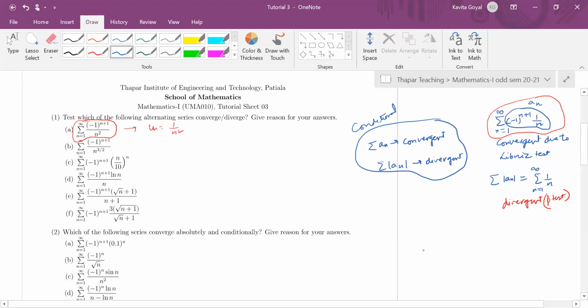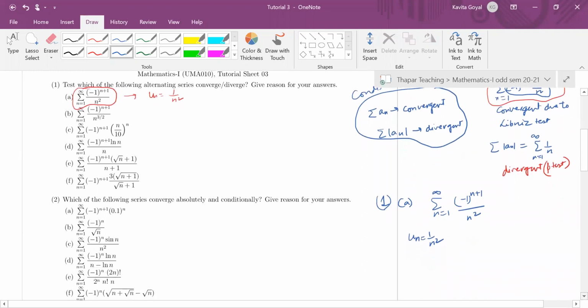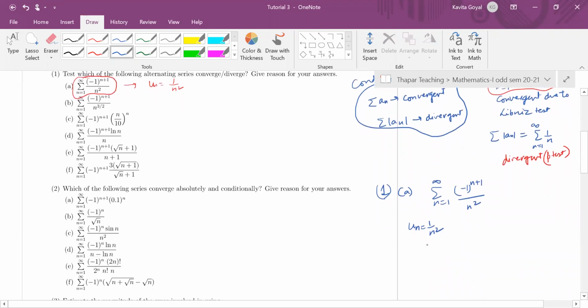Let me do this first question, A part. N from 1 to infinity, minus 1 raised to power n plus 1 upon n square. So your un here is 1 by n square, so you have un positive. That is the first condition. Second condition, limit un is 0. And the third condition is also true, that un is decreasing. Therefore, by Leibniz test, convergent.